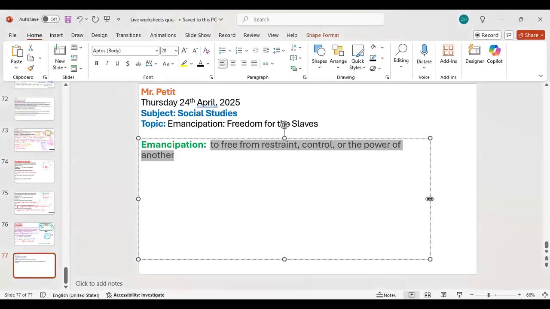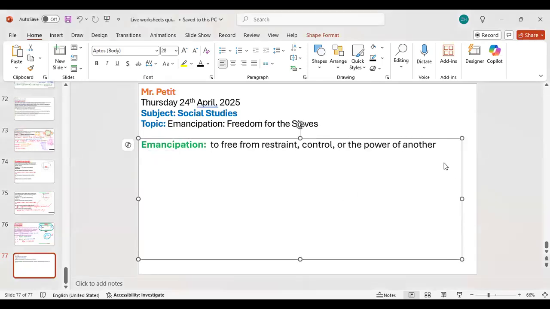Emancipation: free from restraint or control from the power of another. That's what we mean by emancipation, to be free. Or we could just say in simple terms, break the chains.